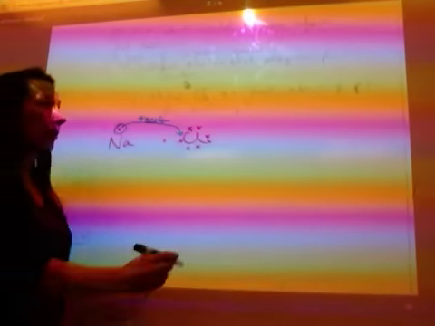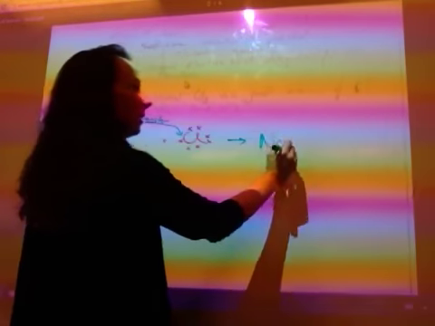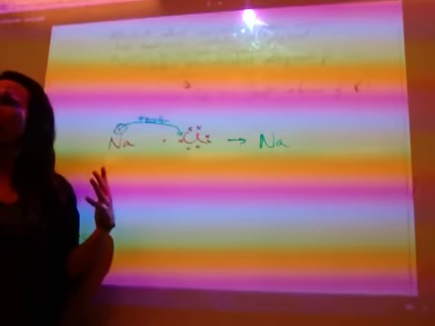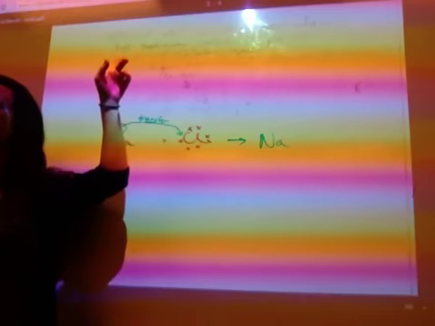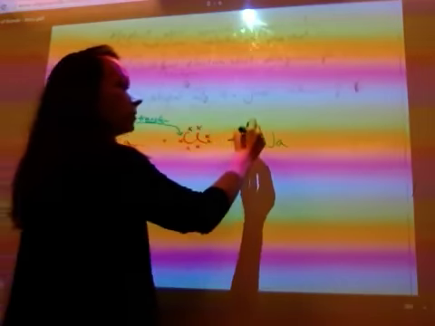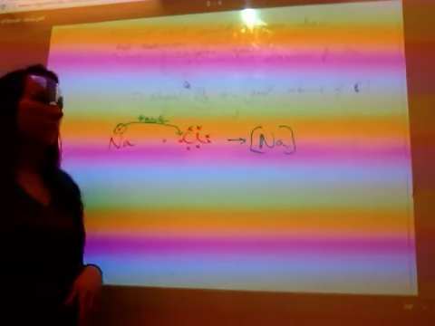Okay, and what am I going to make? Well, what does the sodium become? Still Na, right? What's in its outer shell? 8 inside, but what did we do for the potassium? We left it empty. So empty, square brackets, and what charge does it become? Plus 1.